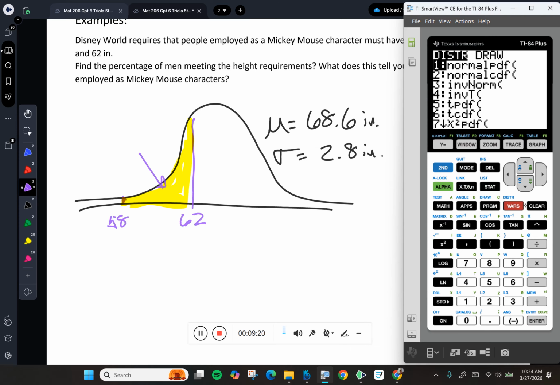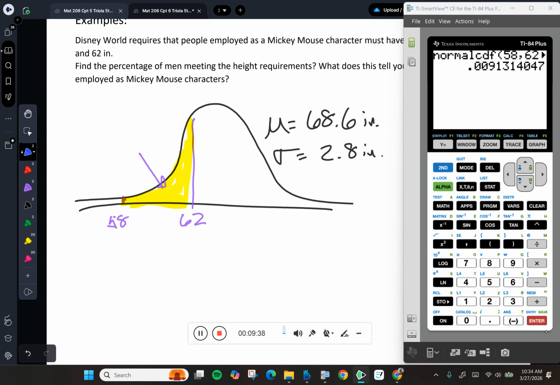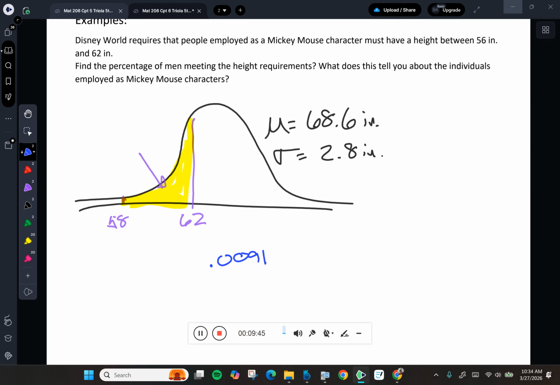I'm going to go to my distribution menu. I'm going to put in a lower limit of 56. I'm going to put in an upper limit of 62. My mean is 68.6. My standard deviation is 2.8. Run that command, and I get 0.0091. So 0.91% of men.